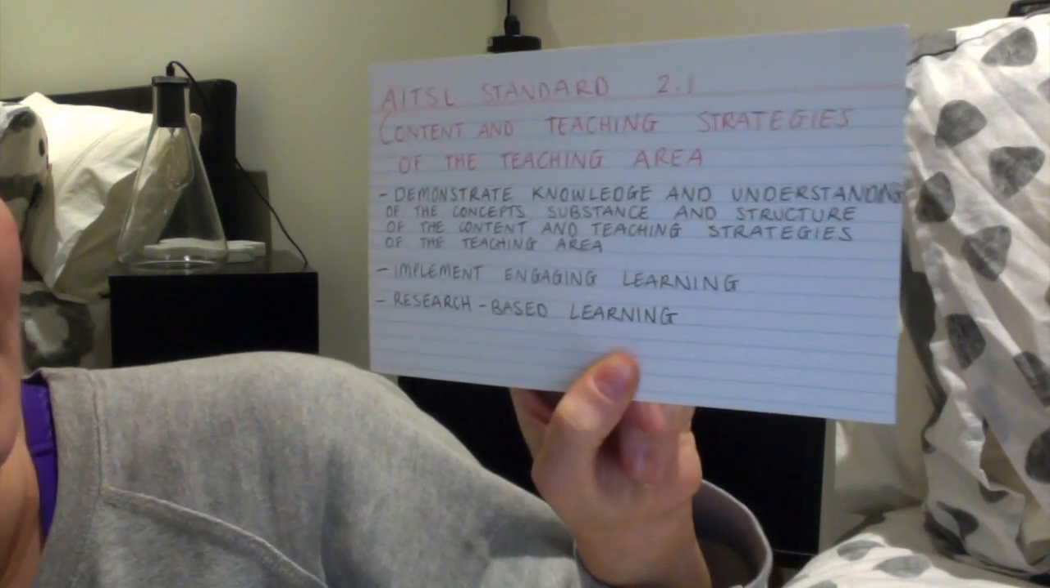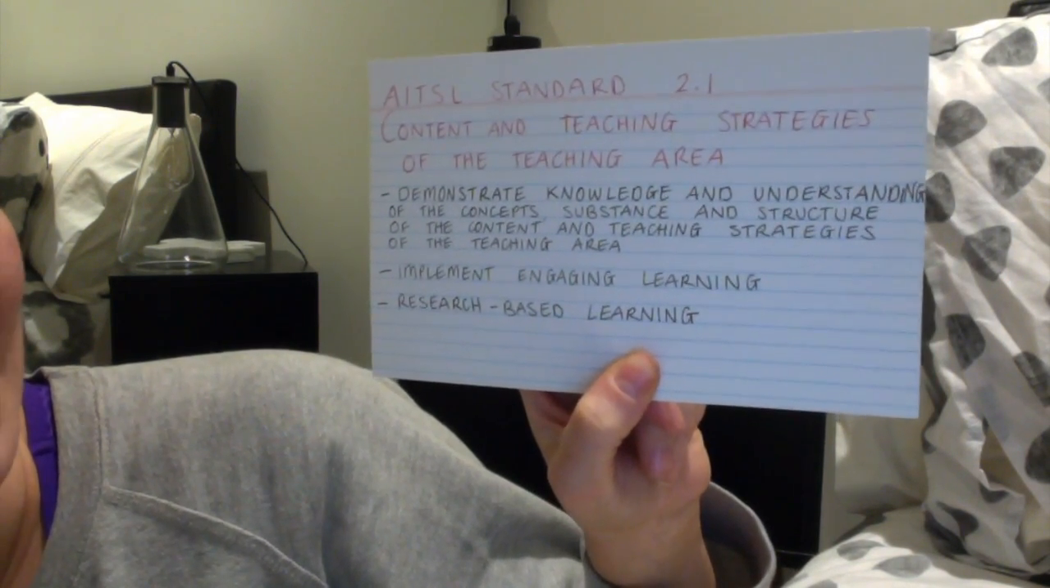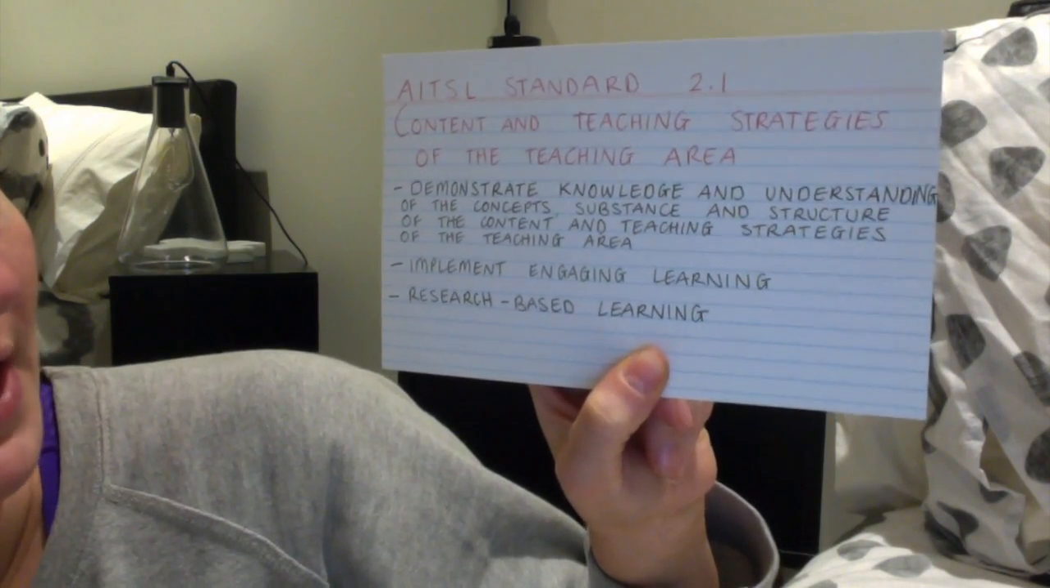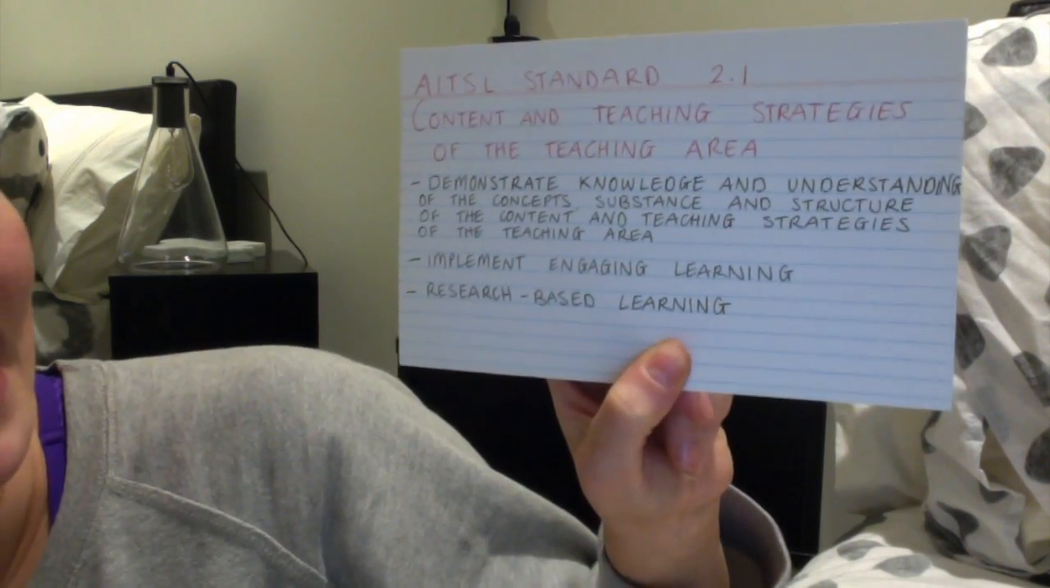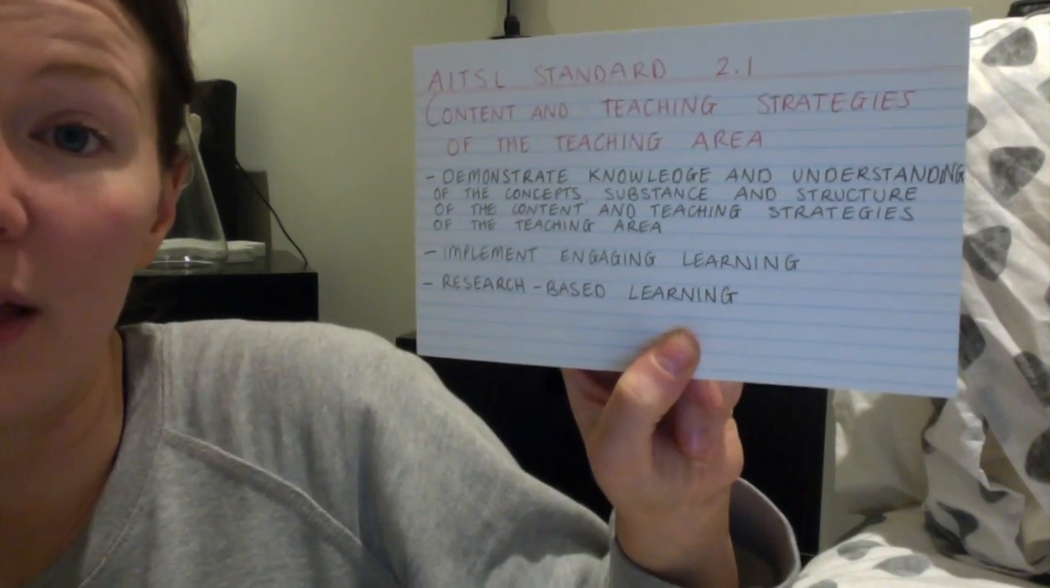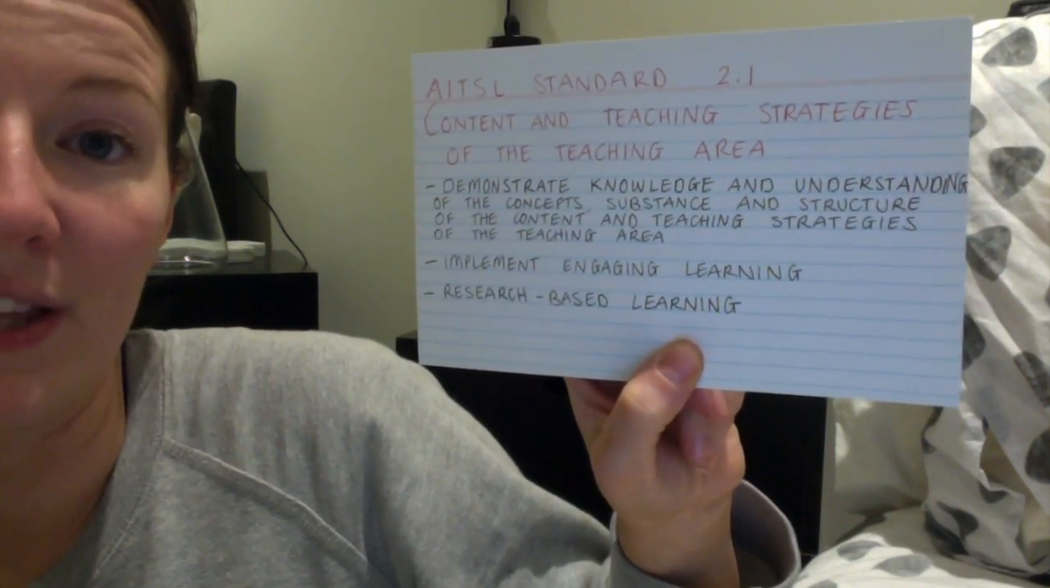I feel I addressed AITSL Standard 2.1, content and teaching strategies of the teaching area. So demonstrating knowledge and understanding of concepts, substance and structure of the content and teaching strategies of the teaching area. Implementing engaging learning. I felt this was done by the role play and the modelling of what an electric circuit is, and the research-based learning. So I myself needed to know what an electric circuit was and all the different components involved and their importance to be able to teach it to the students.